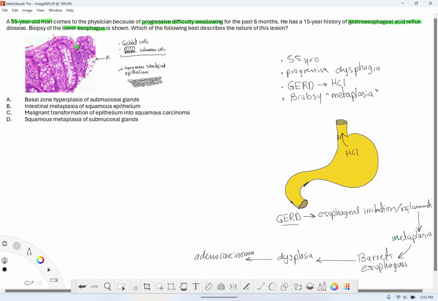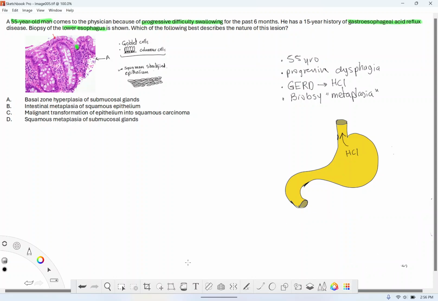Good? All right, so that's our diagnosis. Our diagnosis at this point is not so much carcinoma, it is Barrett's esophagus. So that's our diagnosis. If Barrett's esophagus is our diagnosis, then what does that mean? We have to look for an answer that reflects that. Let's go over the choices.